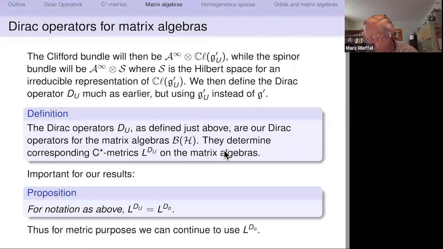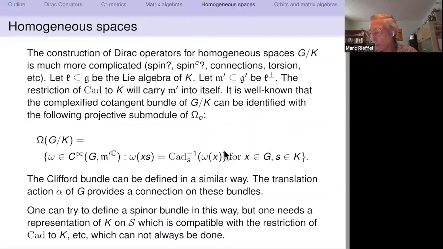Thus, for metric purposes, we can continue to use the original semi-norm, and that's, as I say, helpful for the proofs. And then, on the other hand, the construction of Dirac operators for homogeneous spaces, G over K, is much more complicated, and it gets to these questions about whether the homogeneous spaces are spin or spin C, and gets into connections and questions of whether the torsion is zero and all of that. But let's see if we can go a certain distance, namely just for K a general closed subgroup of G.